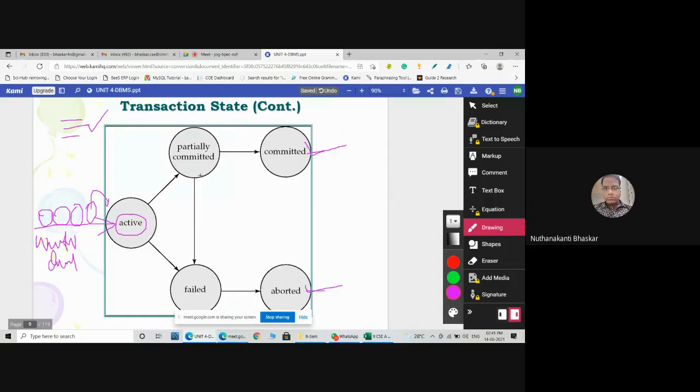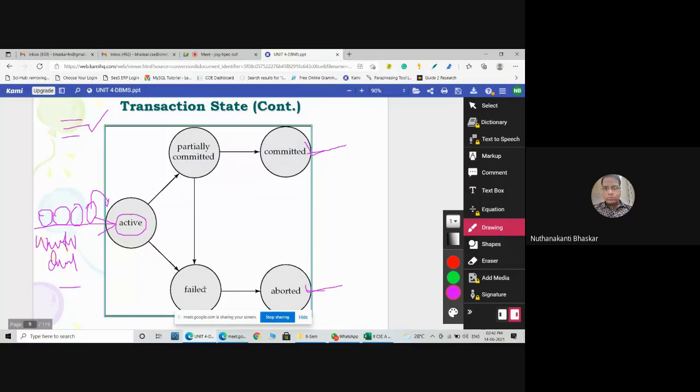Now, instead of the ATM card, I entered a visiting card into the ATM machine. Please remember, I entered a visiting card instead of the ATM card. The transaction became active. Now I entered the visiting card. Is the transaction partially committed or failed? Tell me. Transaction is partially committed, partially it is failed.